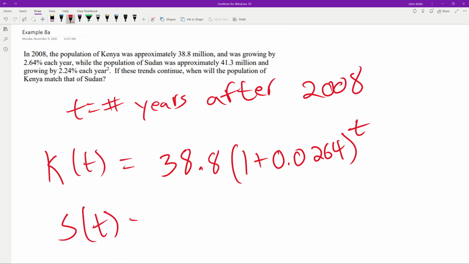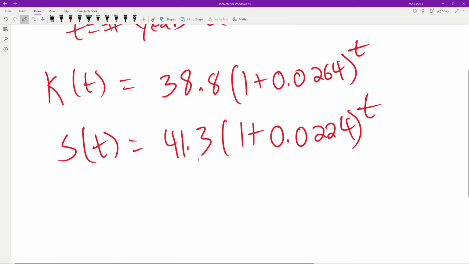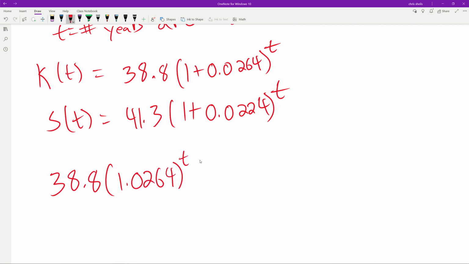My other equation will be s of t. This is 41.3 times 1 plus 0.0224 to the t power. If I want to find out when these populations will be equal, I can set them equal to each other and solve for t. So I can say 38.8 times 1.0264 to the t power equals 41.3 times 1.0224 to the t power.